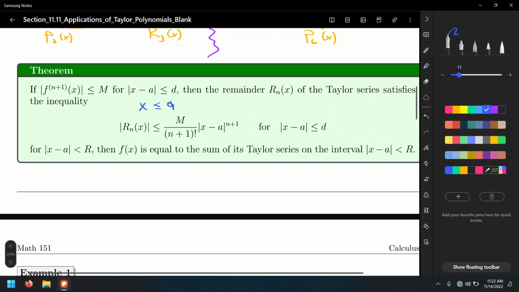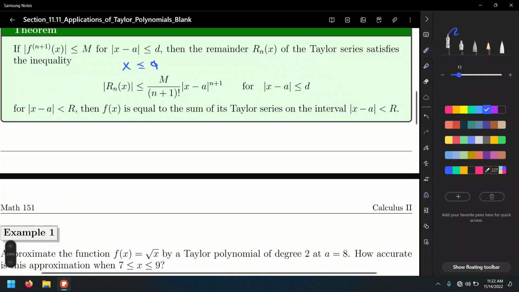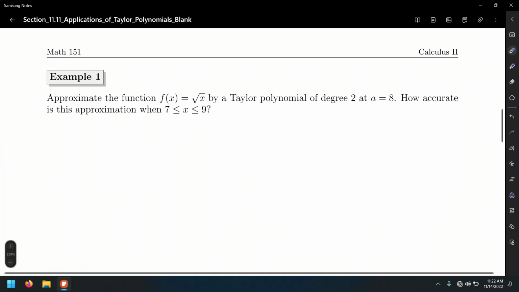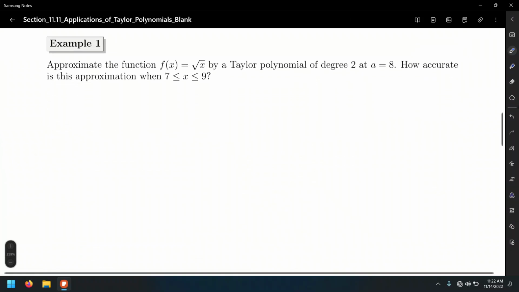And again, regardless of the approximation that you use, there will always be a difference between the actual value and the approximated value. But Taylor's inequality will tell us the largest difference between the two of them. So let's go ahead and do one example. We'll see this inequality and work it out in action. Don't worry about memorizing or fully understanding it for now.